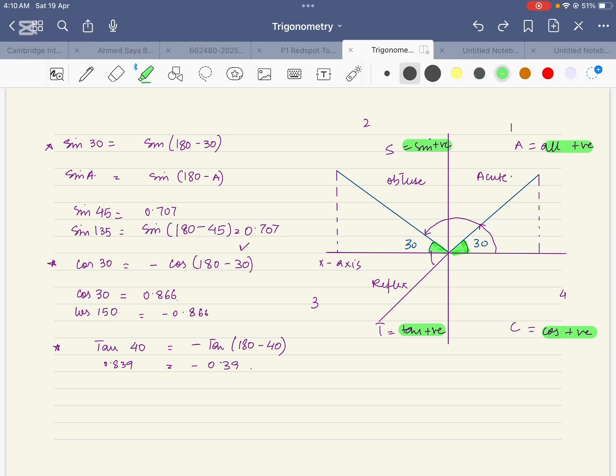For an obtuse angle, sine 30 is equal to sine of 180 minus 30. And sine will be positive in both quadrants, because we can see that in the first quadrant all are positive, and in the second quadrant sine is positive. Cos and tan for the second quadrant will be negative. So sine 45 is equal to sine of 180 minus 45 as well. 180 minus 45 is 135. So sine 45 will be equal to sine 135 with the positive sign. But this will be different for cos. Cos 30 is equal to minus cos 150.